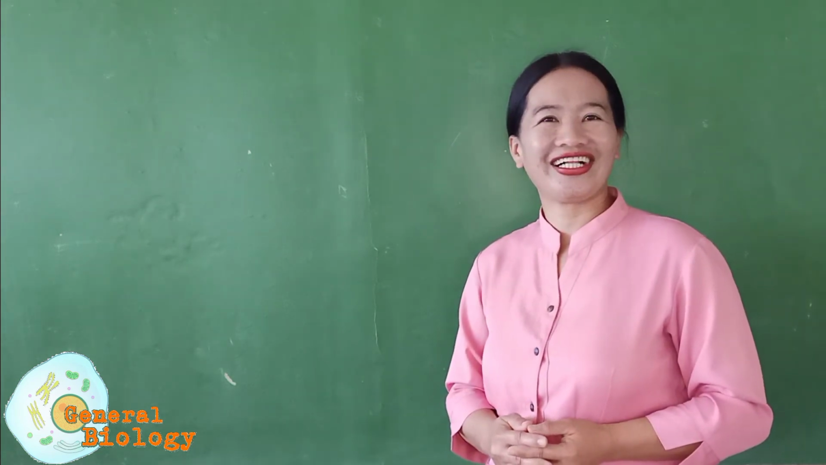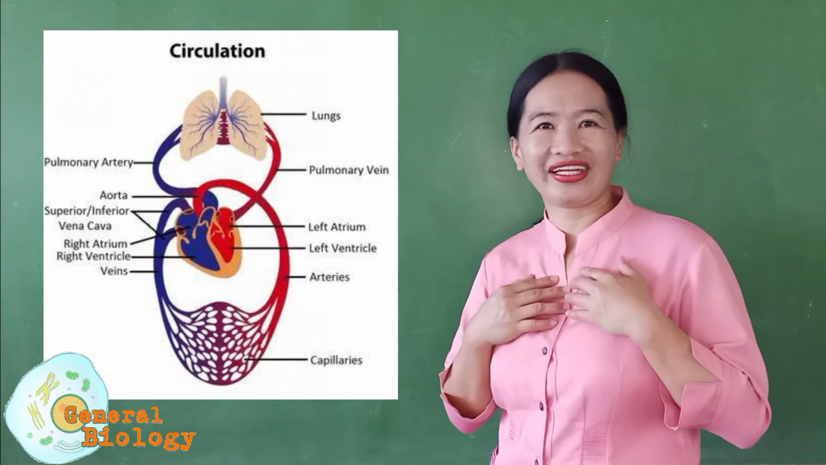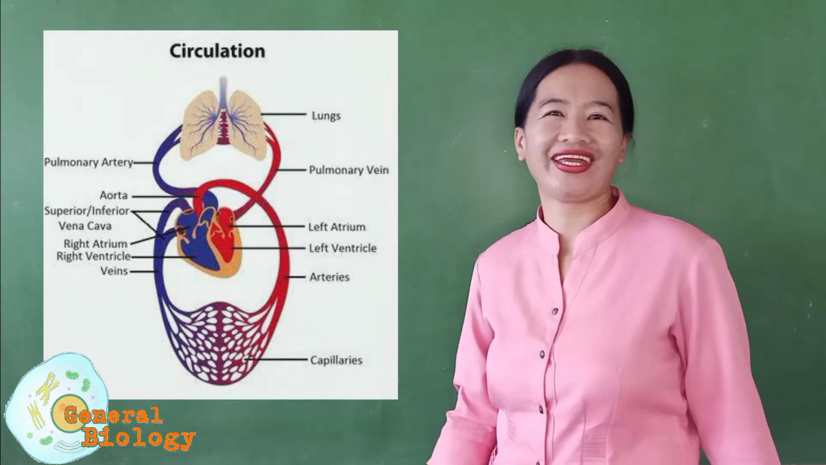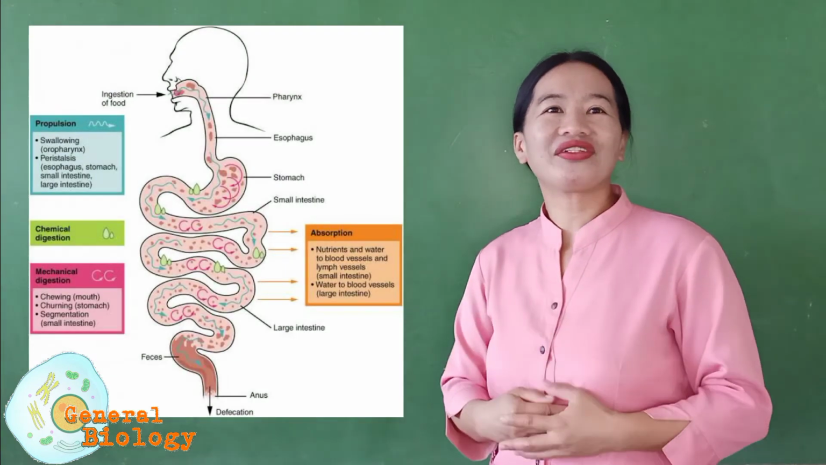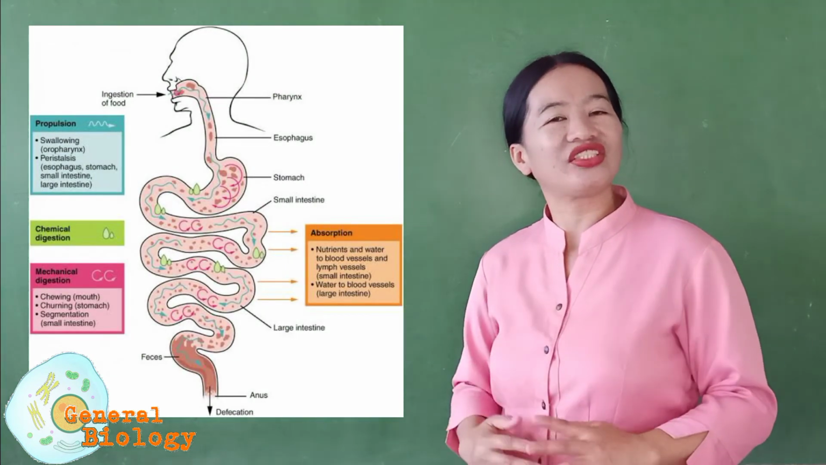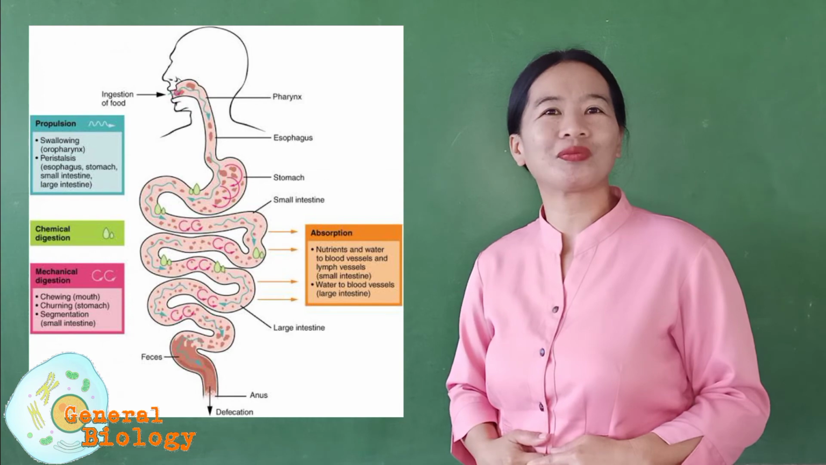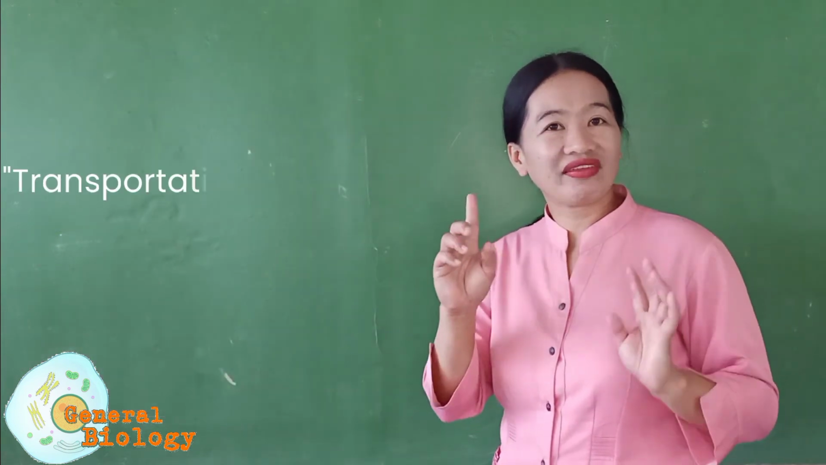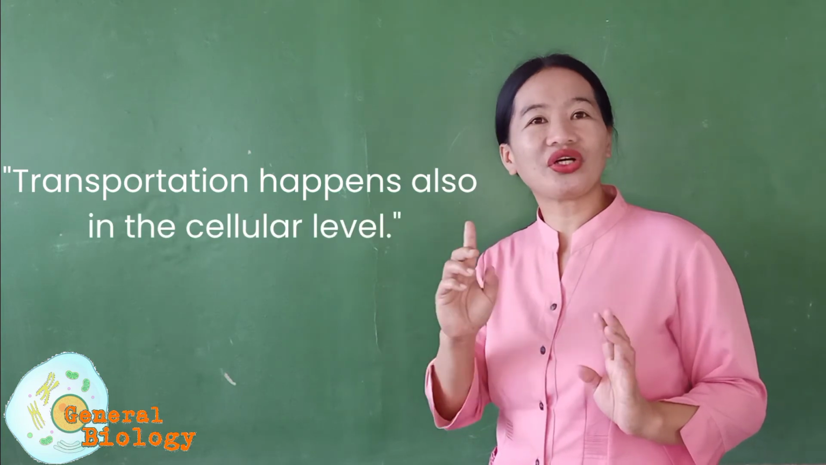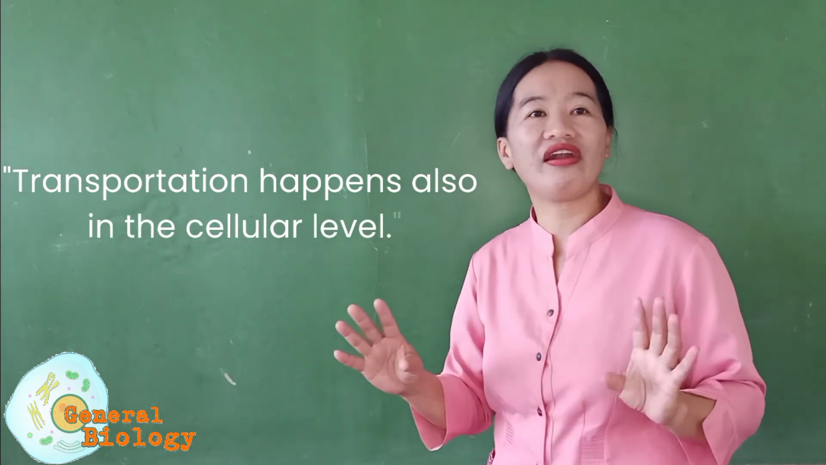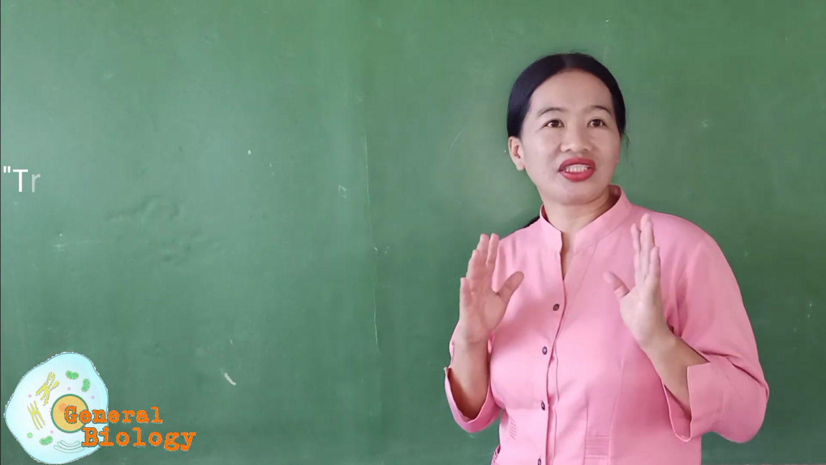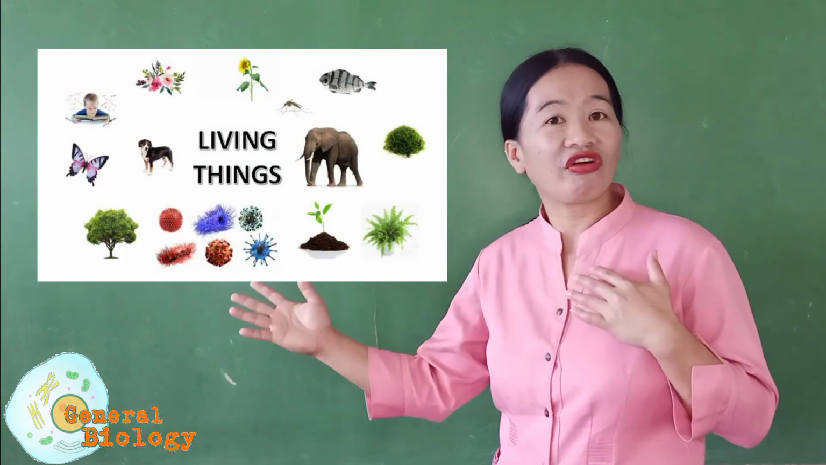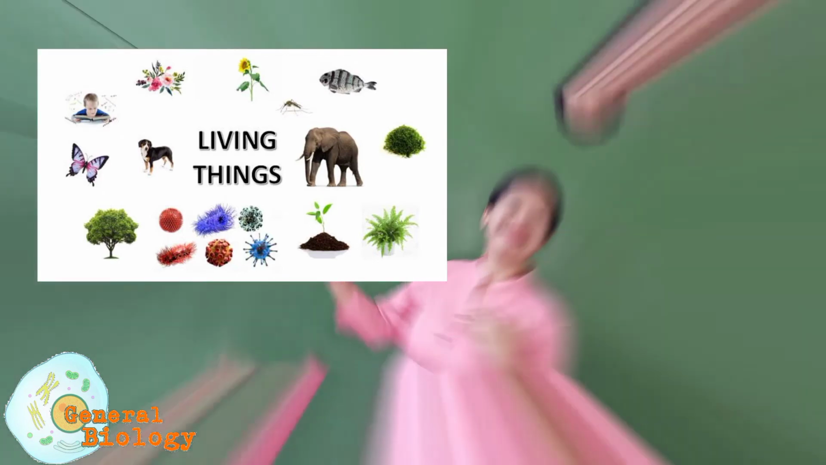For example, the oxygen that you take in is transported from your lungs to the various parts of your body. And in the same way, nutrients extracted by your digestive system are also transported to the other parts of your body. The point is, transportation happens in the cellular level of our body. And this is true not only for us humans, but also for other organisms as well.